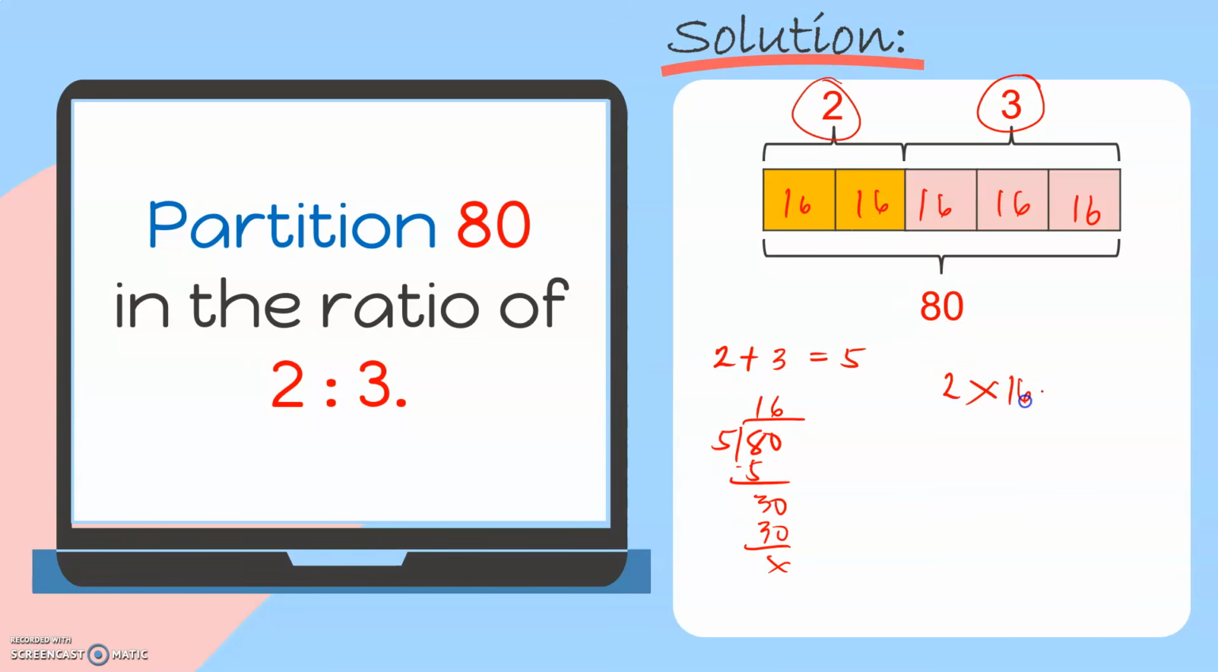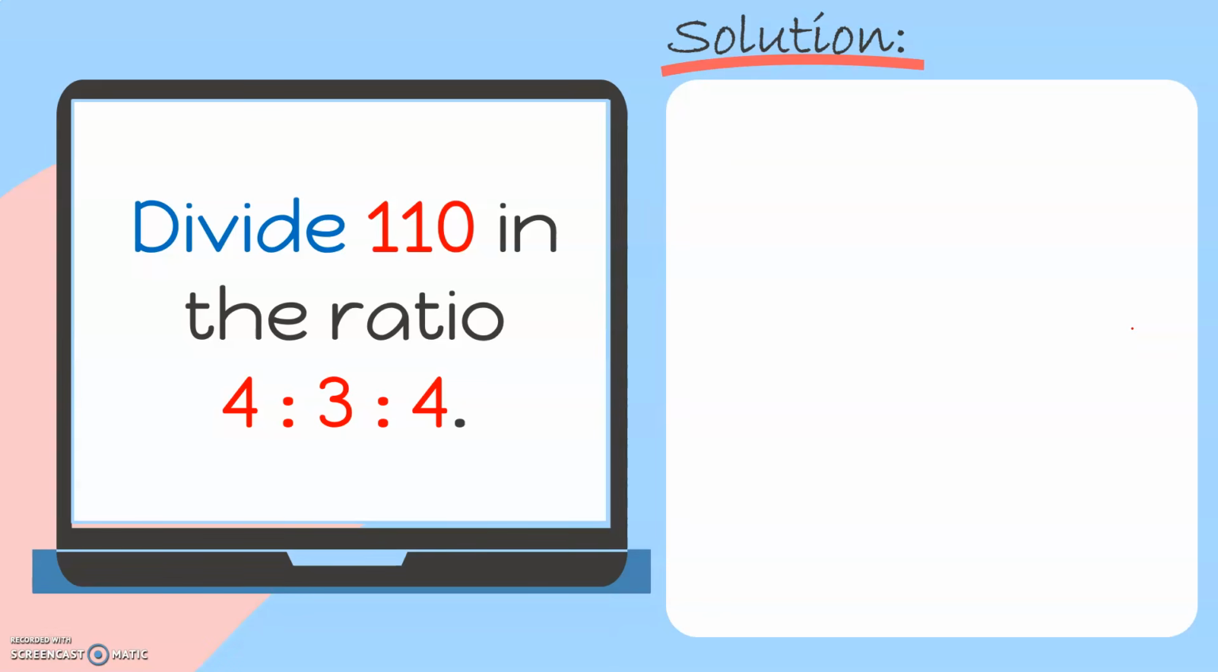That will be 2 times 16, which gives us 32. Then 3 times 16 gives us 48. So the value of 2 parts is 32 and the value of 3 parts is 48. And 32 plus 48 is equal to 80. Now let's try another example.